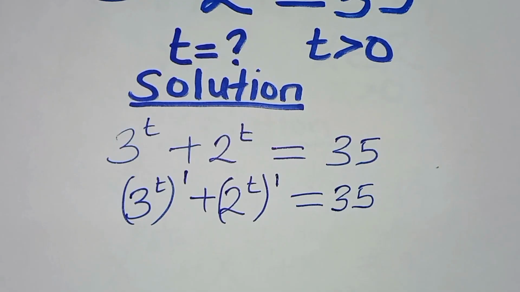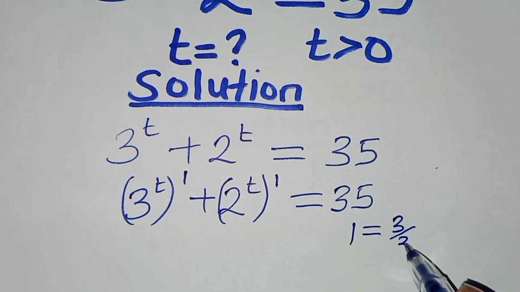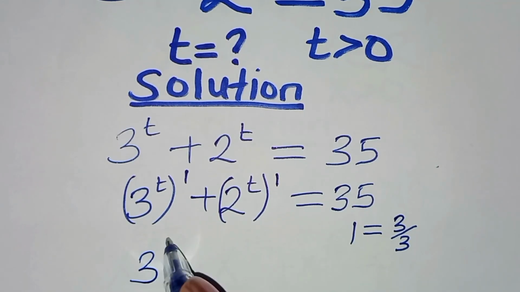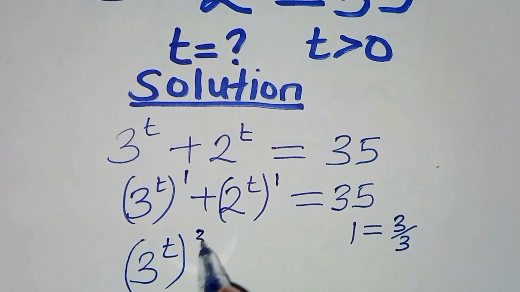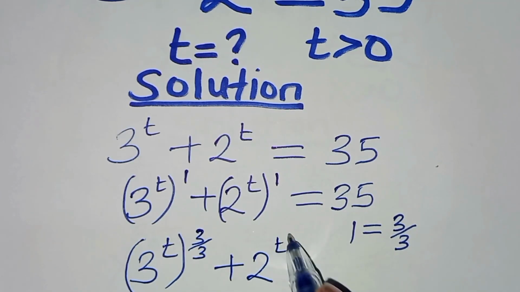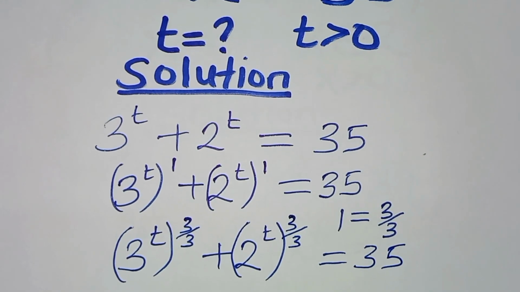The next step here, now we can express 1 as 3 divided by 3. So substituting this here, we will have 3 to power t raised to power 3 over 3 plus 2 to power t raised to power 3 divided by 3. This is equal to 35.